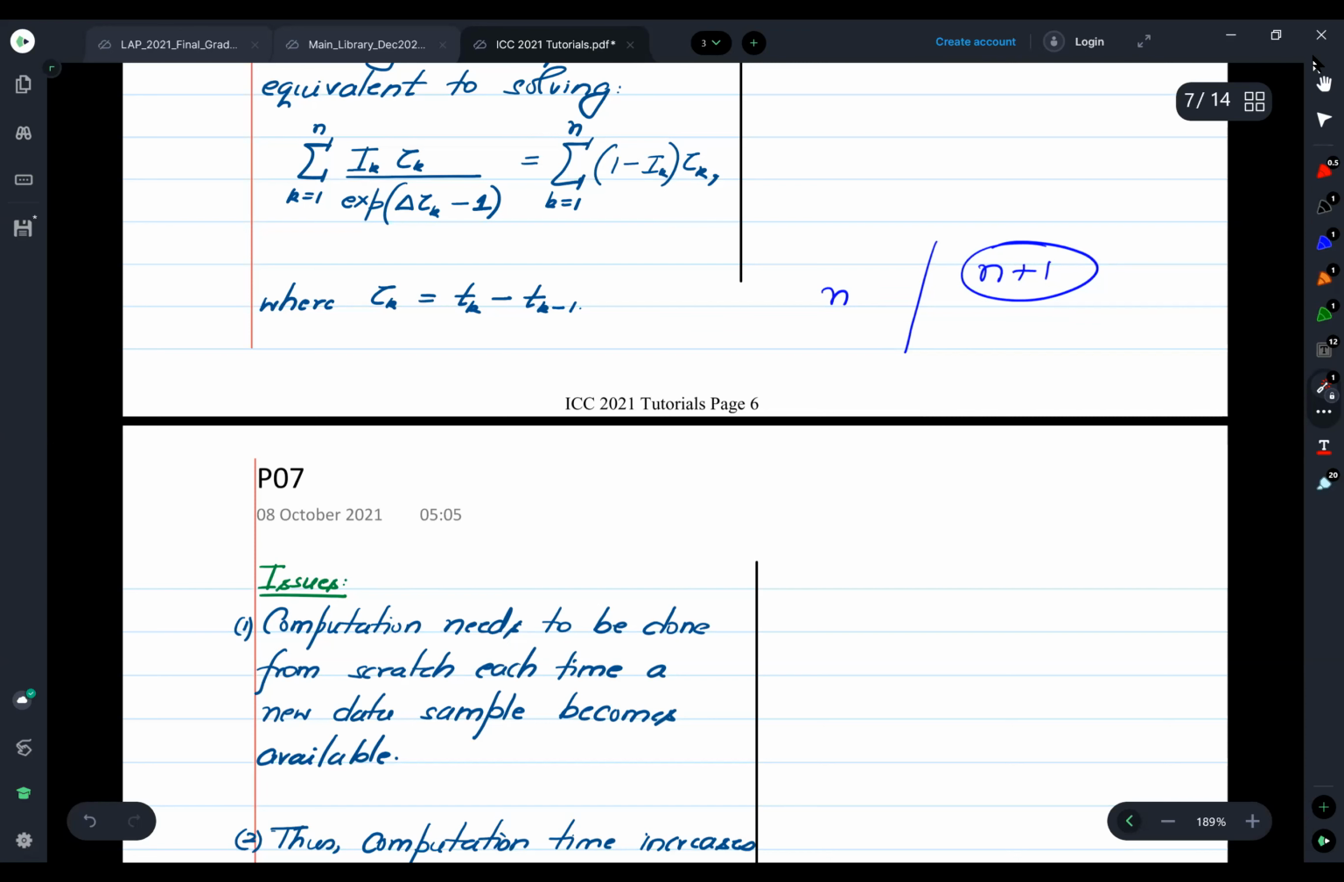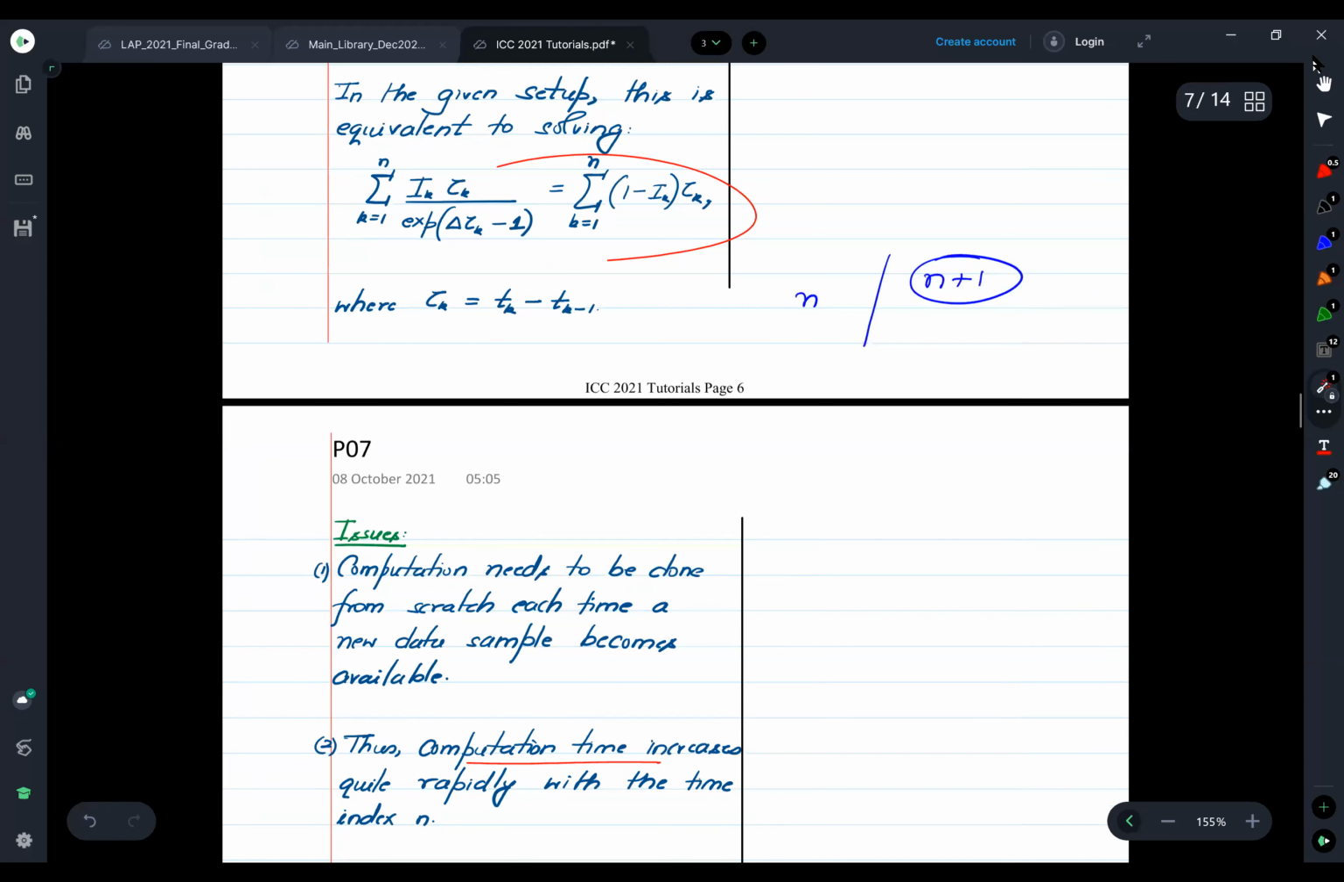So basically there is no easy way to reuse your calculations. Each time a new data value becomes accessible, you have to solve this equation from scratch in order to obtain an estimate of delta. And consequently, each time you try to solve this equation, the computation time increases quite rapidly as the time index n increases.